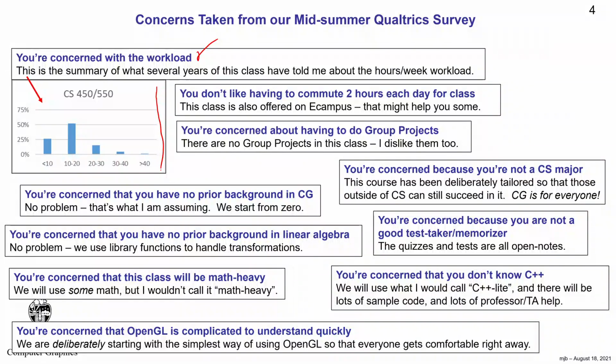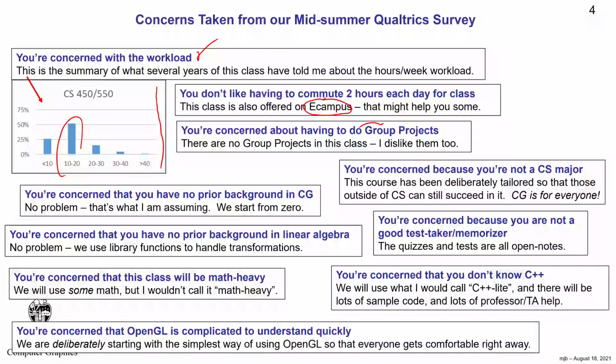It is what it is. If that seems too much, then yeah, okay, but it's probably not. This included going to class. So, the bulk of people said 10 to 20 hours a week, and for a 4 credit class, that's really about right. One person mentioned they don't like having to commute 2 hours a day to get to class. If you're coming just for this one, this class is also offered on eCampus. And so that might help. That might save you some of the commute.